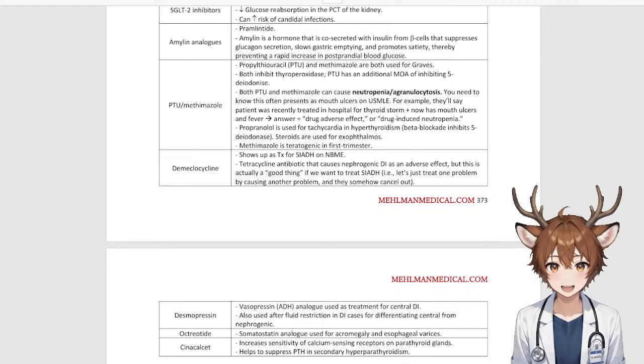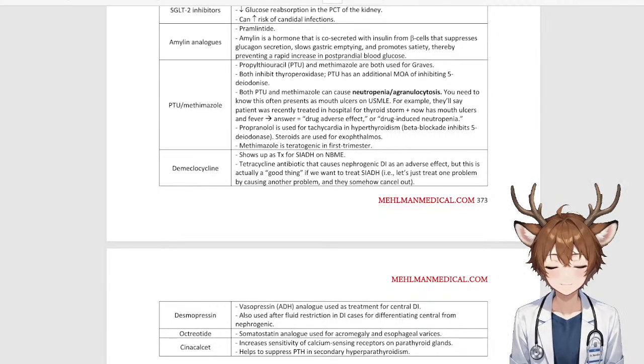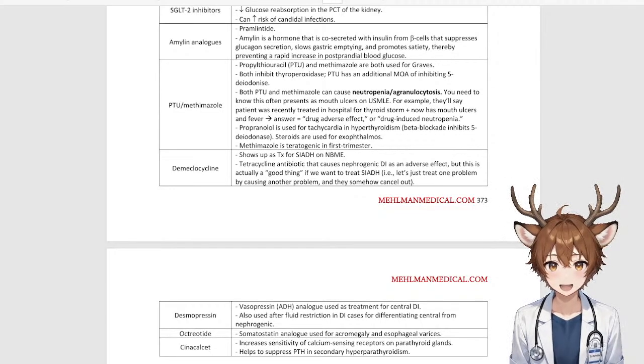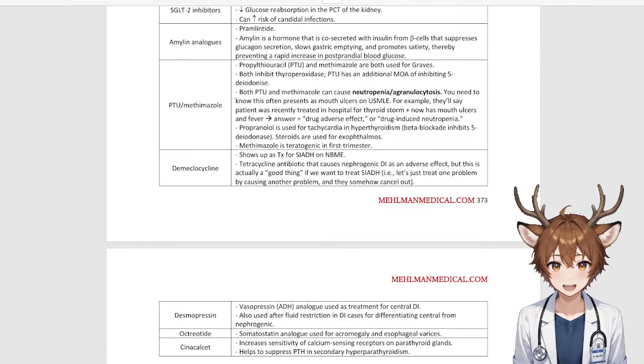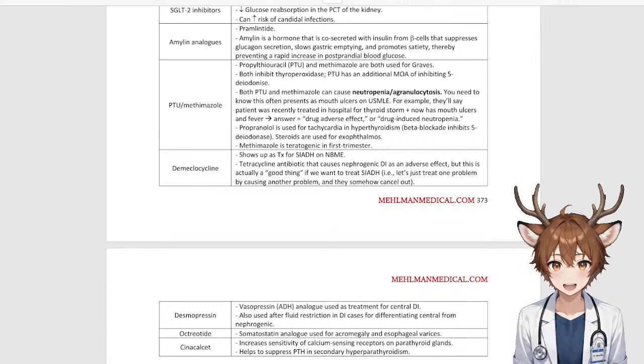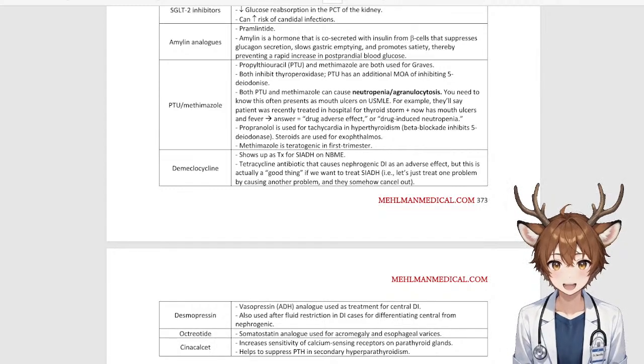Let's just treat one, because you're counteracting the effects. So he says, let's just treat one problem by causing another problem and see how somehow they cancel out. Well, in that case, it's not a problem. You don't call that a problem. It's like saying, oh, I accidentally drove to the wrong location. Now I'm 5 miles south of where I need to be. Or just drive 5 miles north. Oh, that's another problem? No, it's a solution, right?